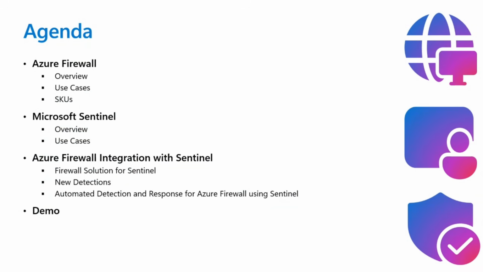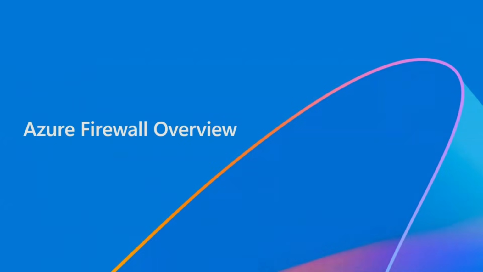Here's the agenda for today's session. We'll start with a quick overview of Azure Firewall, covering common use cases and different SKUs. Then we'll shift to Microsoft Sentinel, looking at what it is and how security teams use it. After that, we'll focus on how Azure Firewall integrates with Sentinel, including built-in detections and automated detection and response. And finally, we'll wrap up with a live demo that Shabaz will walk us through. So with that, let's get started with Azure Firewall overview.